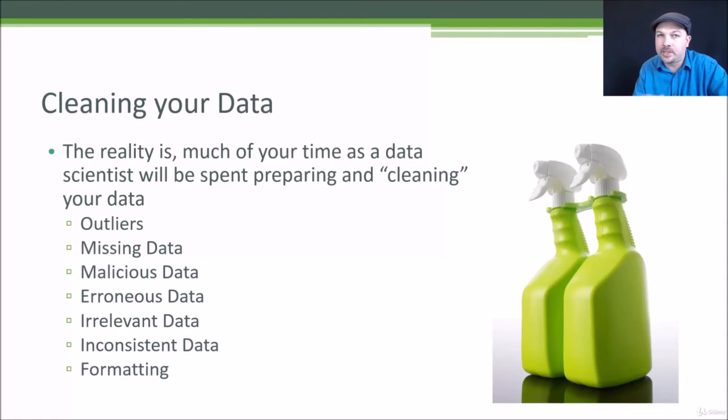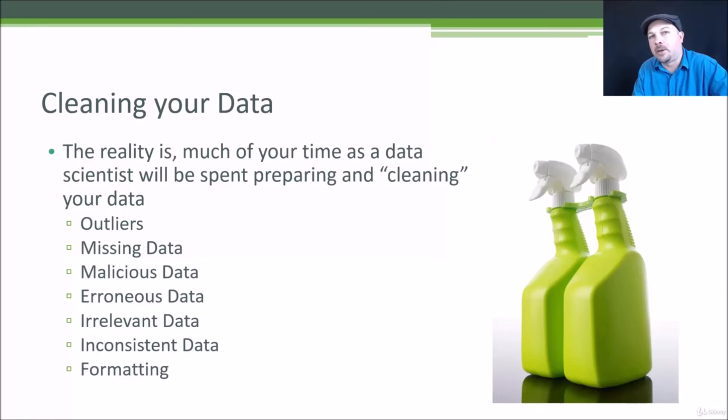Missing data. What do you do when data is just not there? Going back to the example of a weblog, you might have a referrer in that line, or you might not. What do you do if it's not there? Do you create a new classification for missing or not specified? Or do you throw that line out entirely? You have to think about what the right thing to do is there.